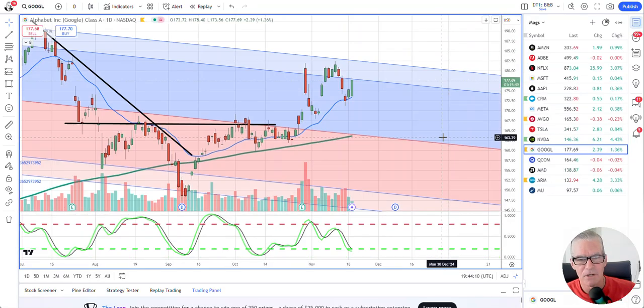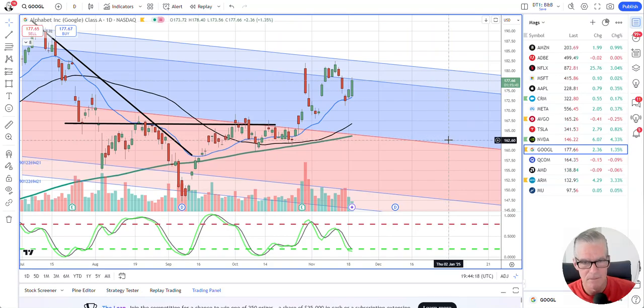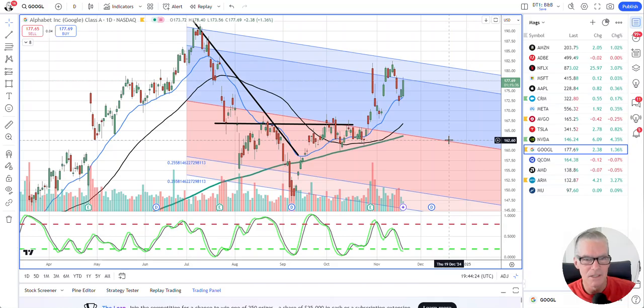Google's been under some pressure, not today, however, but the administration may force them to dump their Chrome product. Doubt that's going to happen, but that's the threat anyway, because of monopoly concerns. But really, Google has not been in a good place. It is in a downtrend.